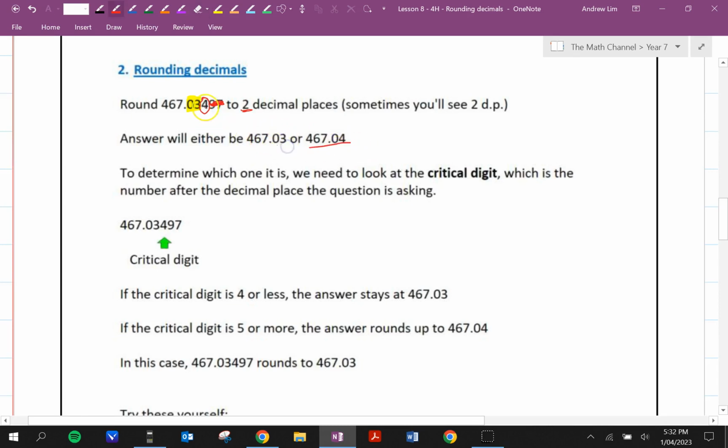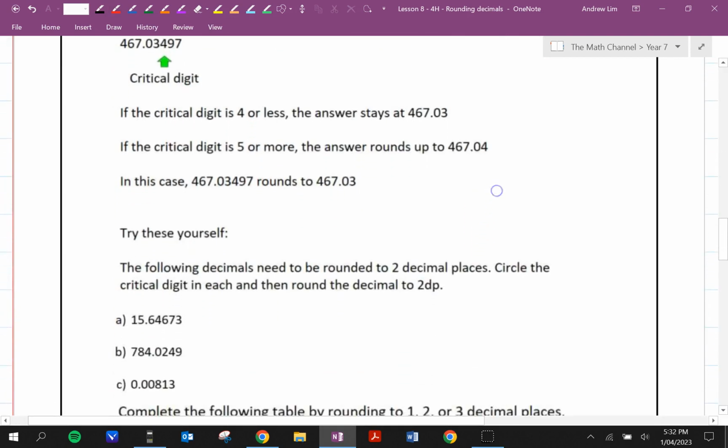So when we look at this, we can see, actually, it's a 4. So it stays at 467.03. Okay? So in this case, that's exactly what we wrote. 467.03497. This is the critical digit. We ignore everything else. That tells us, because it's 4 or less, that this stays the same. It's 467.03.